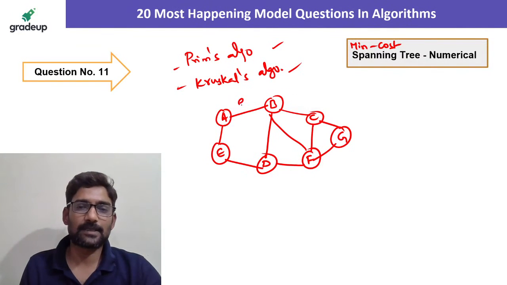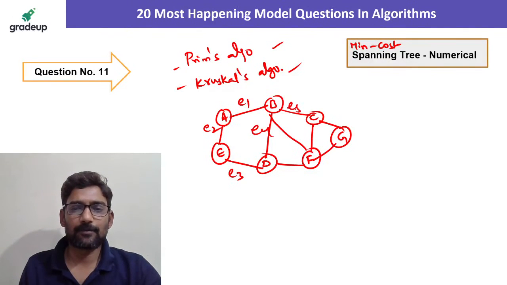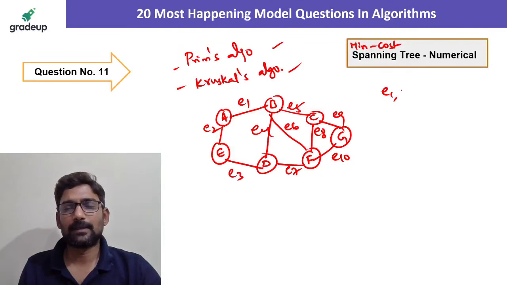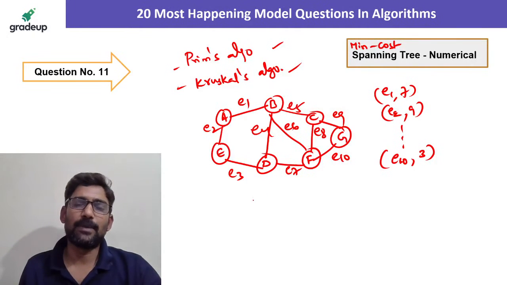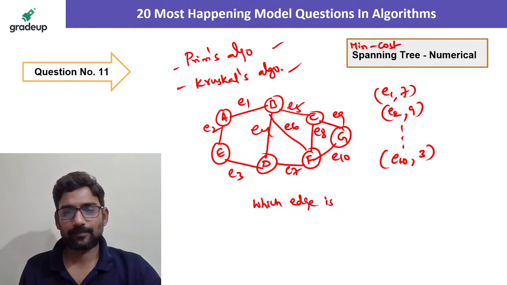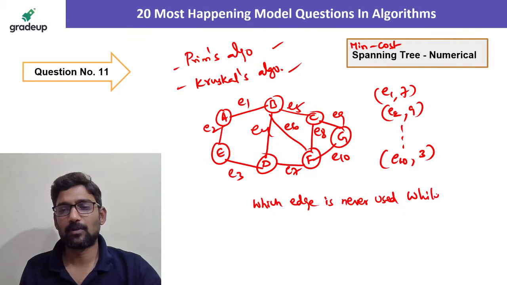Something like this. Let's say these edges are marked E1, E2, E3, E4, E5, E6, E7, E8, E9, E10, and you may be given, like, E1 cost is 7, E2 cost is 9. In this way, all the edge costs are given, and which edge may be used and which edge is never used while constructing a minimum cost spanning tree.